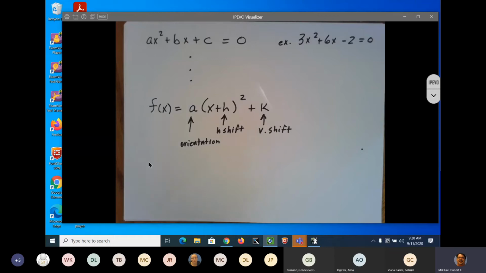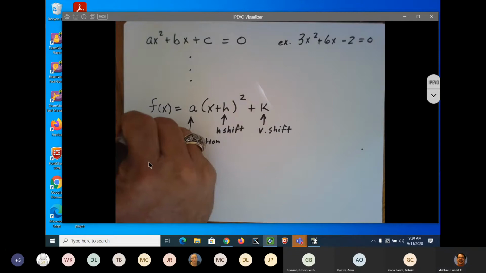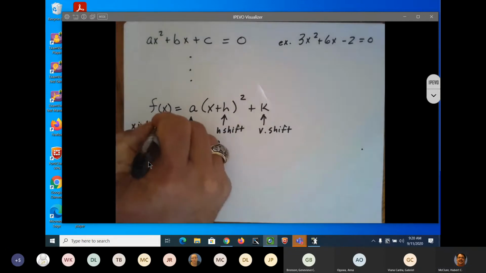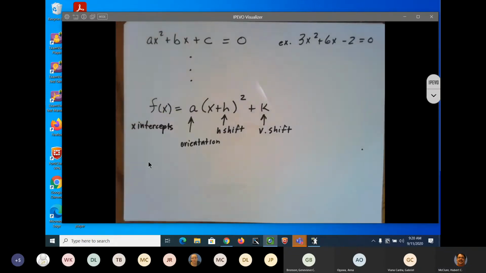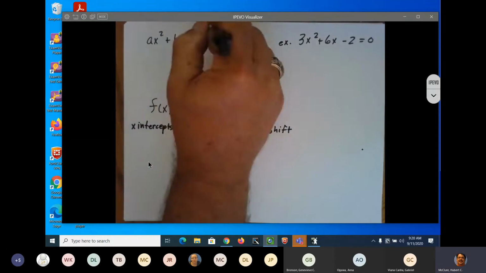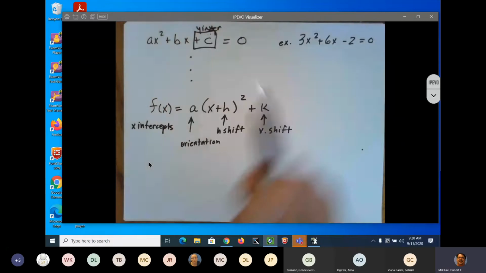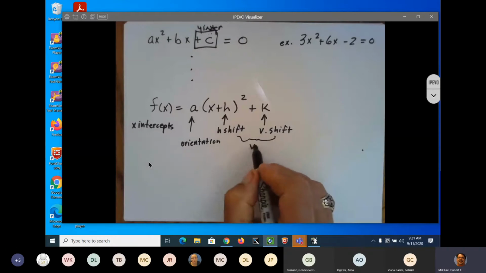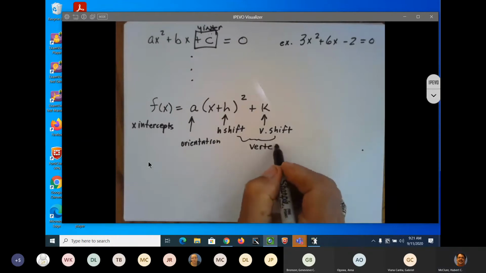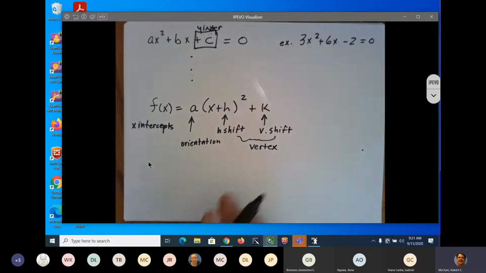Okay, also, while you're doing completing the square, you're going to find the x-intercepts. And you have the y-intercept right here. So what can you do with the x-intercepts, the y-intercept, the orientation, the horizontal shift, and the vertical shift, which gives you your vertex? Okay, what can you do with all of this information?